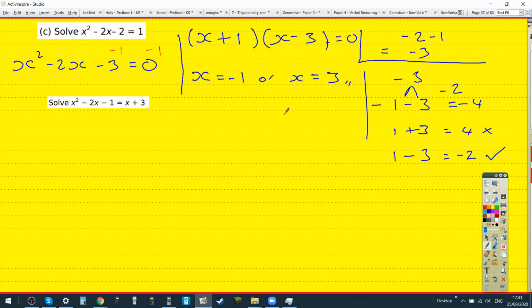Well done. And so to solve a quadratic using factorising, it must first be equal to 0. So let's try the next one.